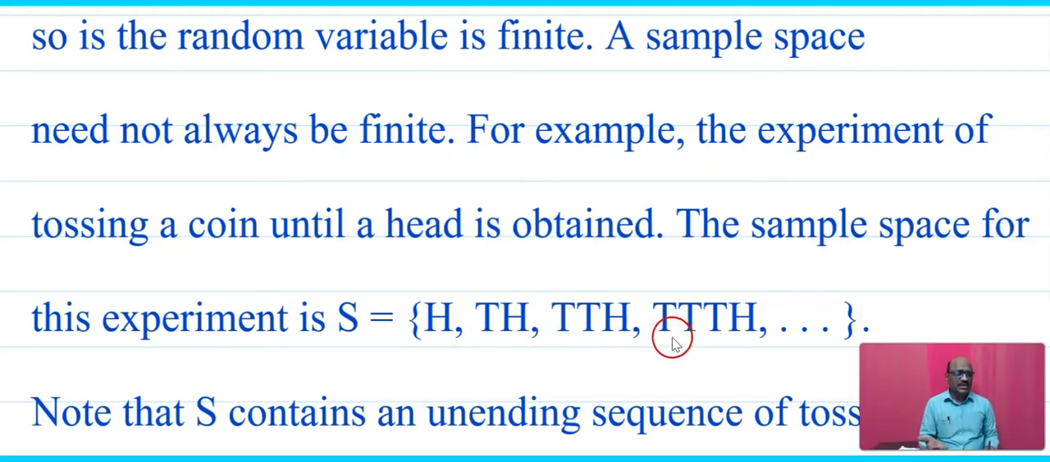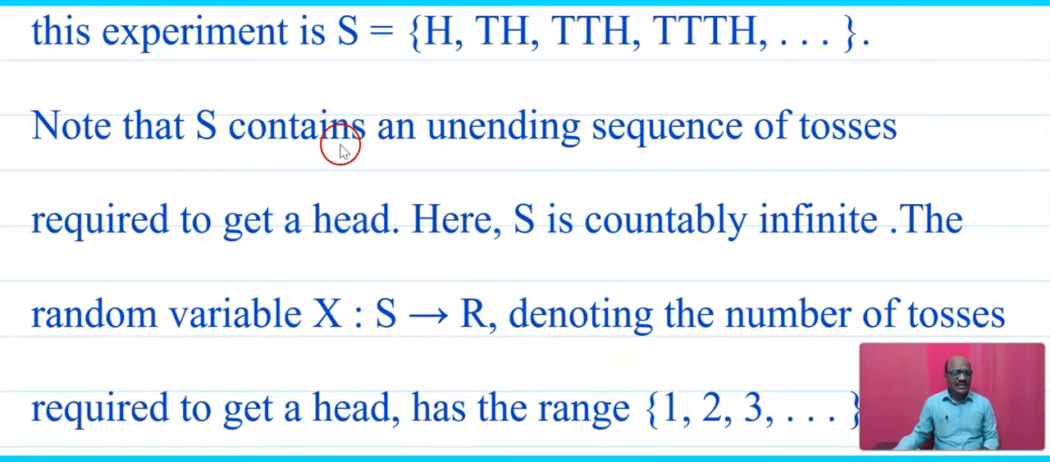There may be the possibility that you will get a tail and then a head. These will be the possibilities. Note that S contains an unending sequence of the tosses required to get a head. Here, S is countably infinite.